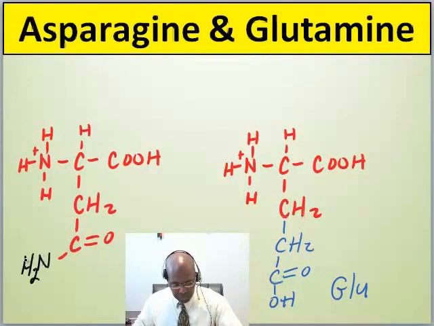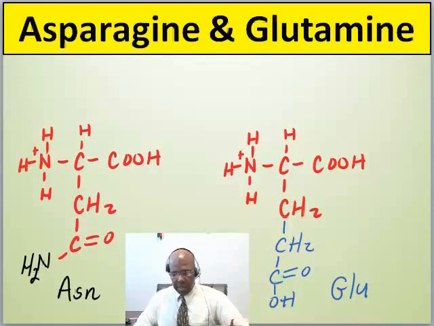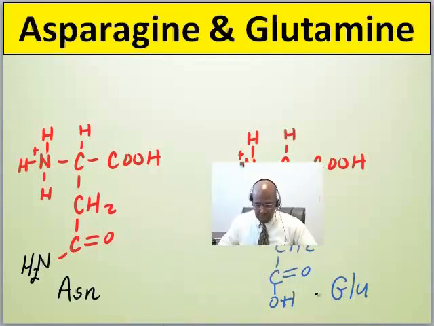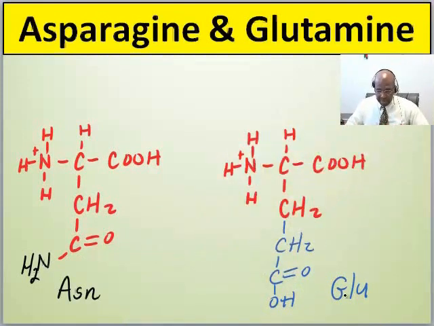NH2. And now we have asparagine. And that's pretty easy to remember. Asparagine. And now to convert glutamic acid into glutamine, just do the same thing.